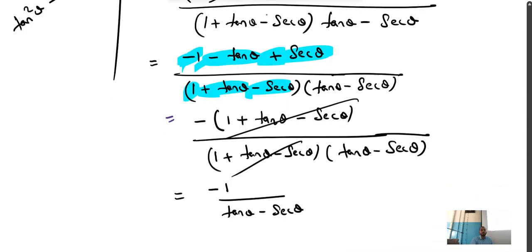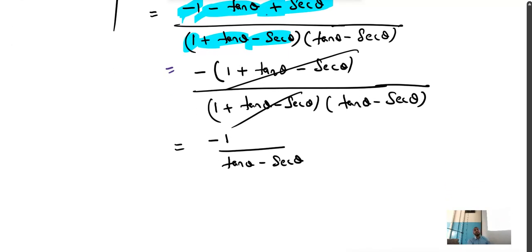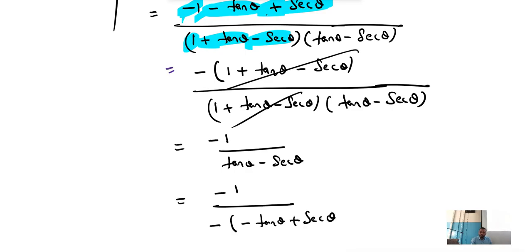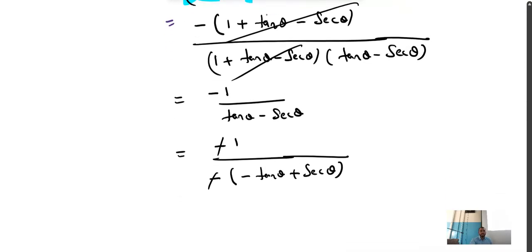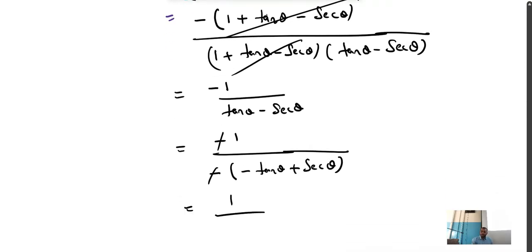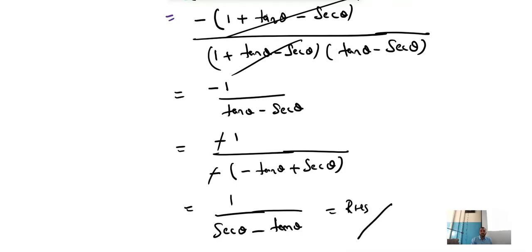Actually what we have to prove? 1 by secant theta minus tan theta, correct? So again, from the denominator we can take minus common. If we take minus common, plus tan theta will become minus tan theta, minus secant theta will become plus secant theta. Now this minus gets cancelled. Now you can write in the standard form, that is 1 by, first you write positive plus secant theta, then you write negative, that is minus tan theta. Now this is our RHS. Therefore LHS is equal to RHS.